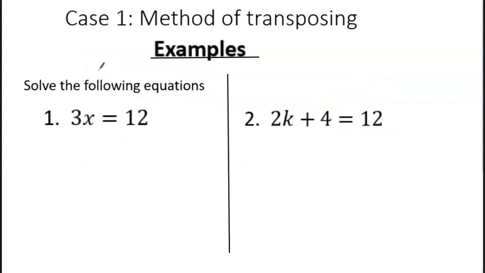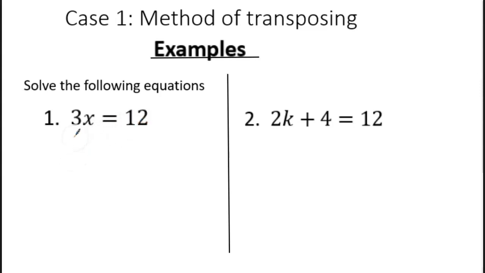So I've titled it case 1, the method of transposing. So the first method of solving linear equations is transposing. This is when we move variables or values from one side of the equal sign to the other side of the equal sign. So let's look at the first one. Solve for x if 3x is equal to 12.